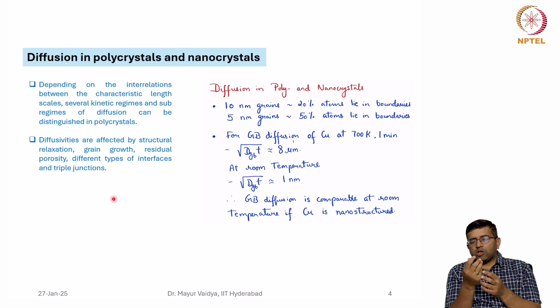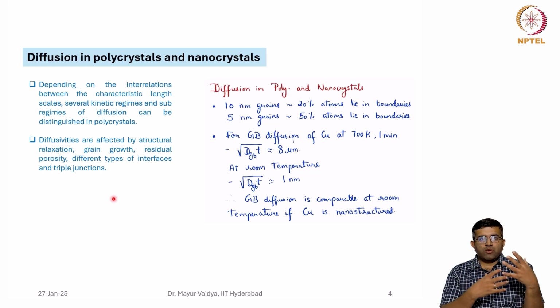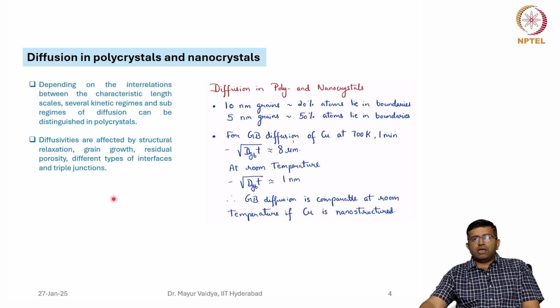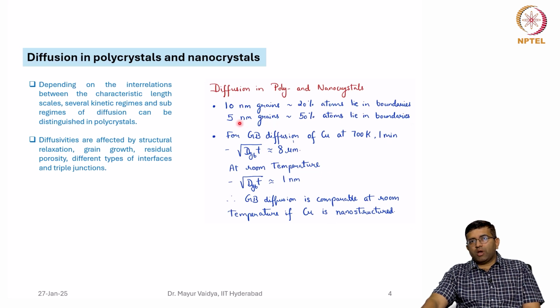When you synthesize nanomaterials, there can be residual porosity, which provides another medium for diffusion to occur. And grain growth, that means if grains are growing, then the diffusivities are also affected. Just to give you a feel, if you have 10 nanometer grains, about 20% of atoms lie in the boundaries, whereas if you have 5 nanometer grains, approximately 50% of atoms lie in boundaries. So you can see that grain boundary diffusion attains so much importance.